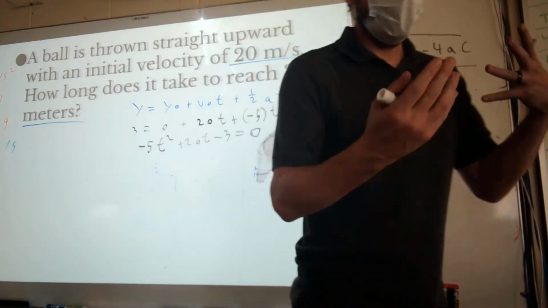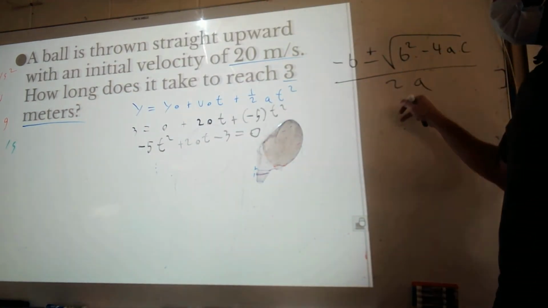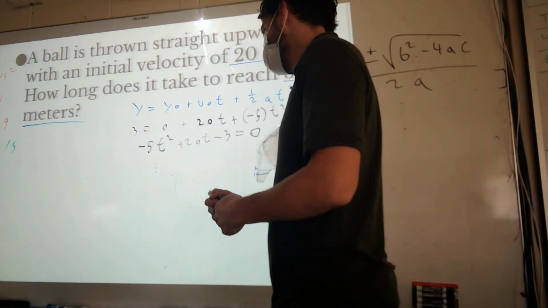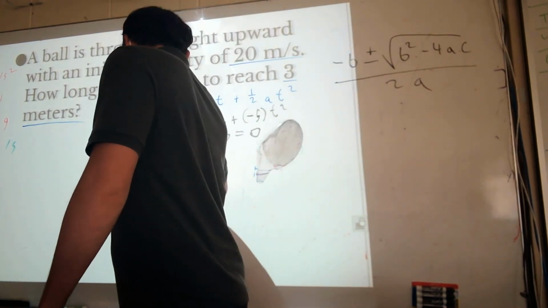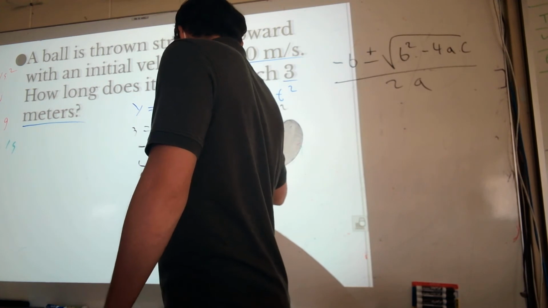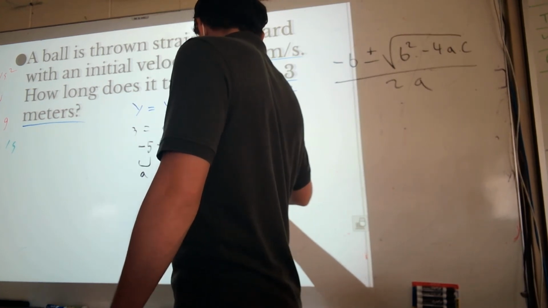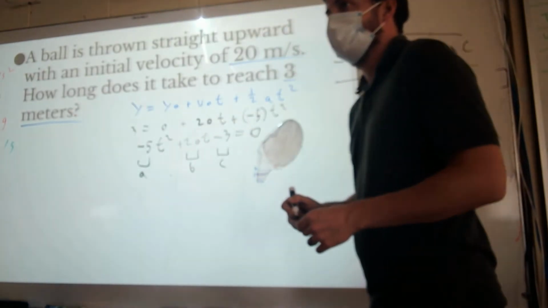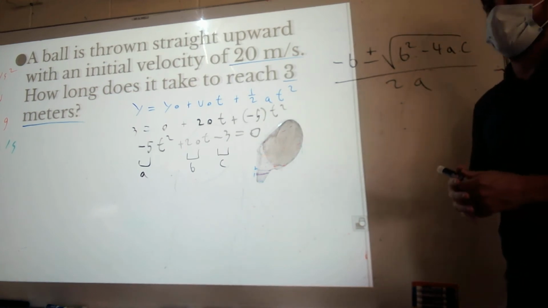Now we have to label things, because this is good so far. What's a? The negative 5. What's b? 20. And you know c has to be the negative 3, right? And that's how you use the equation. You just plug in these numbers.